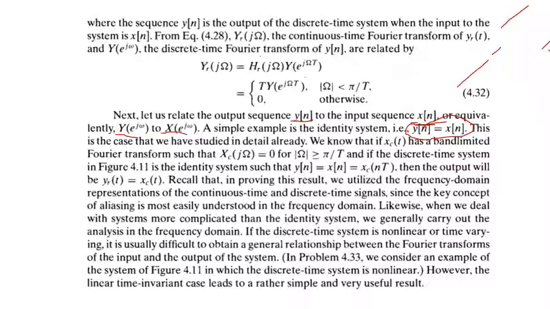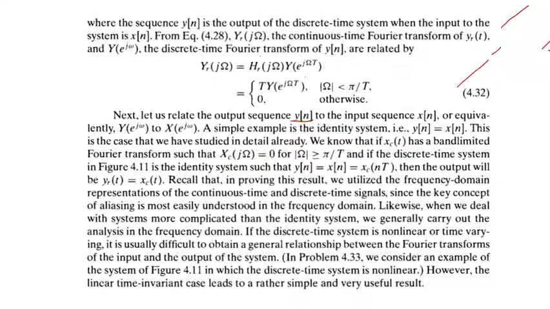This is the case that we have stated in detail already. We know that if x_c(t) has a band limited Fourier transform, as we have seen in the examples of cosine and the triangular function, both of these are band limited. Its Fourier transform is 0 beyond a limit, so the Fourier transform is 0 for ω greater than π by T. It means that this is just a baseband signal, just around 0.